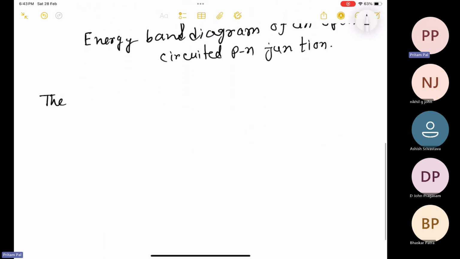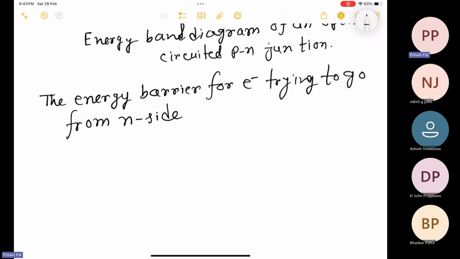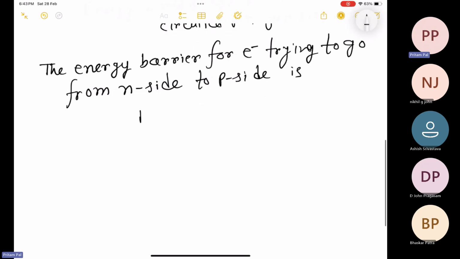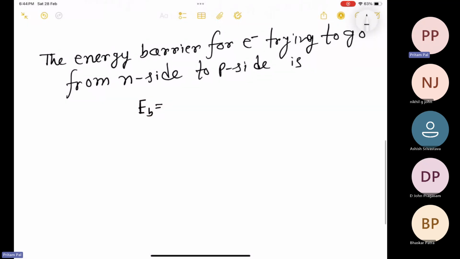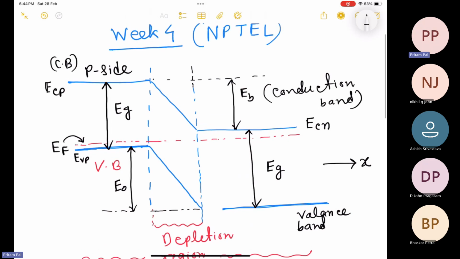Now the energy barrier for electrons trying to go from the N side to the P side is eventually what we define as the built-in potential: ECP minus ECN. This is EB.